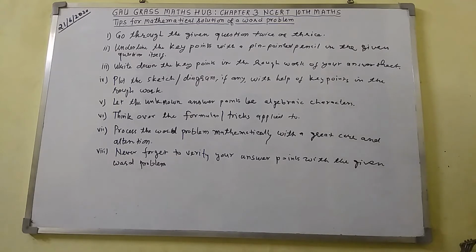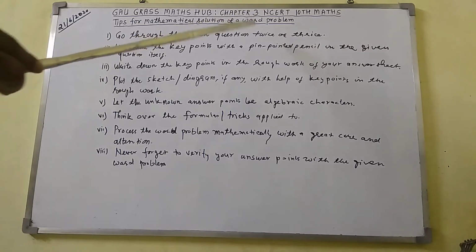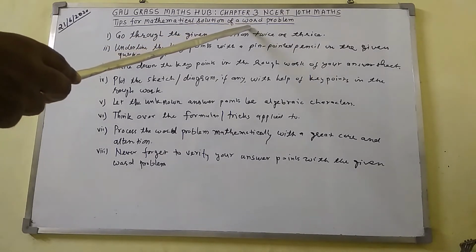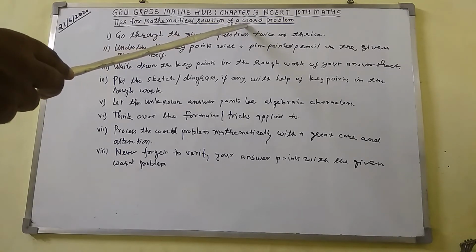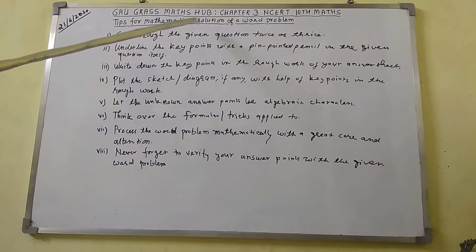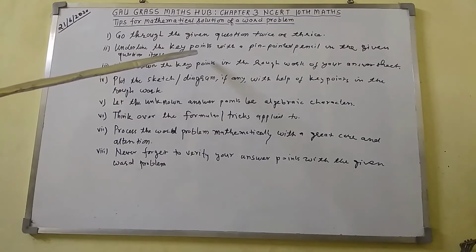Now guys, I shall explain 1 point to 8 point once again. Here are the subjective tips for mathematical solution of word problem. We often come across a word problem in mathematics. With the help of the given word problem, we have to find out the unknown variables, or otherwise formulate linear equations in two variables.